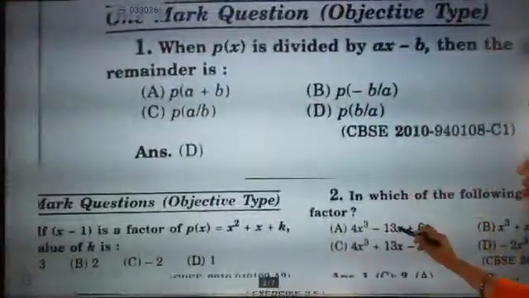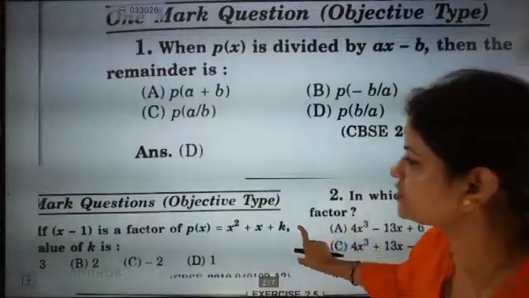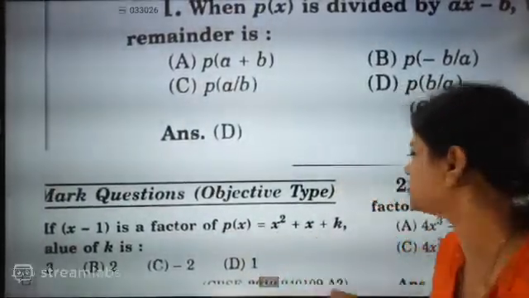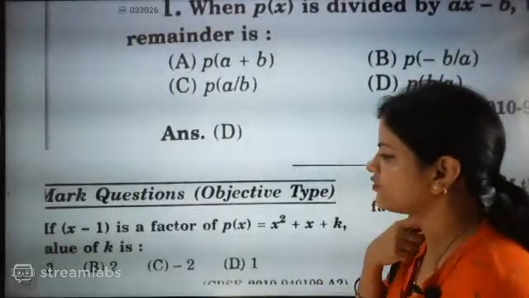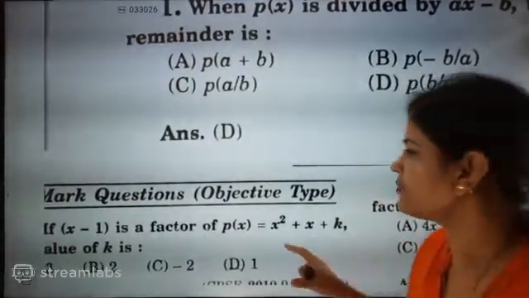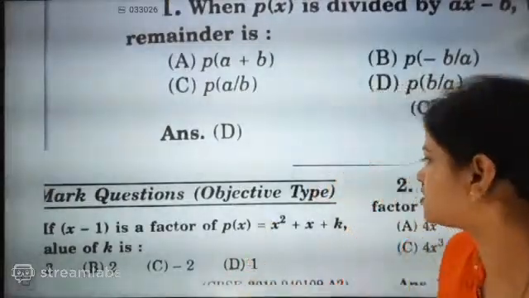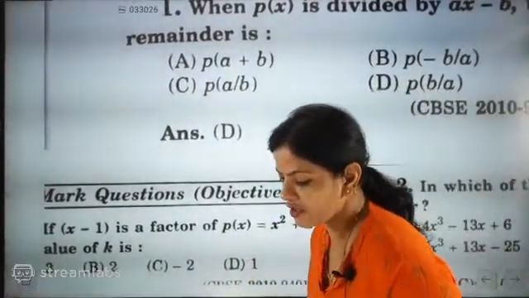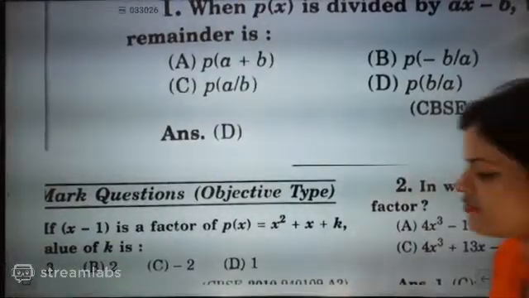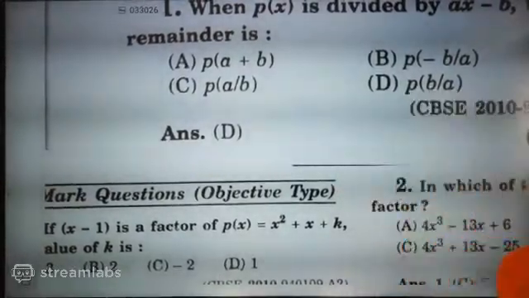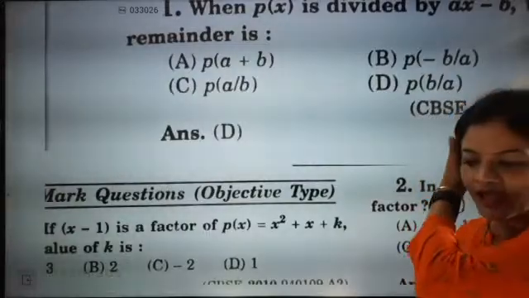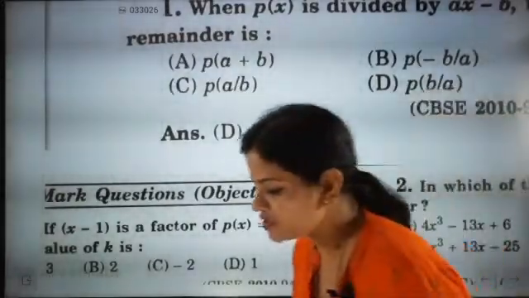D is the correct answer. Shall we go for this question? If x minus 1 is a factor of p of x, then find the value of k. Use the remainder theorem and tell the answer. What is the value of k?